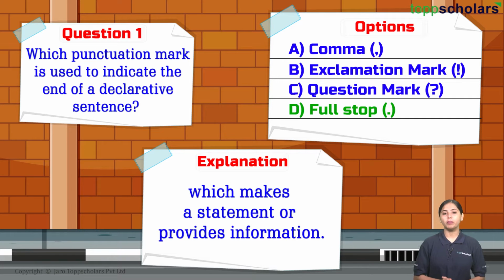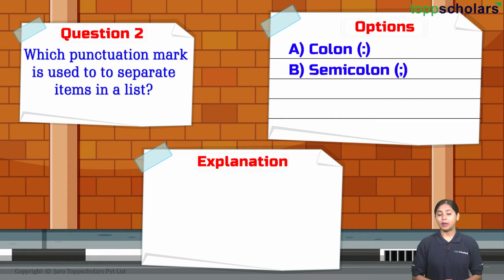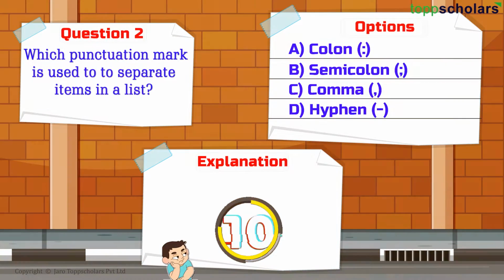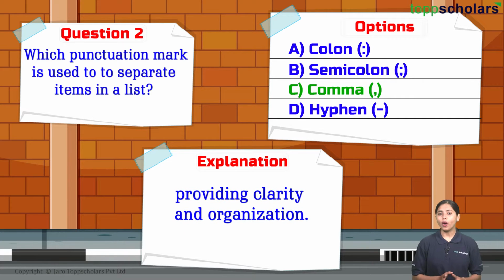Which punctuation mark is used to separate items in a list? Option A, colon. Option B, semicolon. Option C, comma. Option D, hyphen. Answer, comma. Commas are used to separate items in a list, providing clarity and organization.